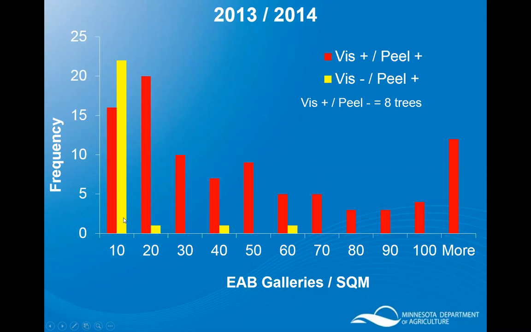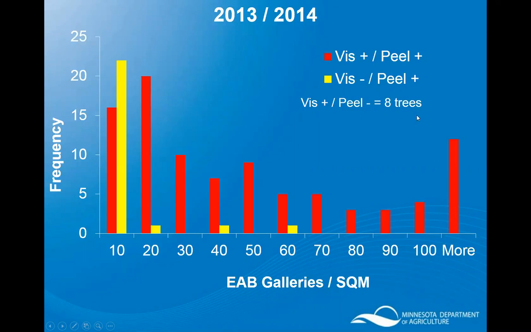We did have a number of trees where we did not find EAB visually, but we did find it from peeling. However, most of them were very low densities of EAB, so less than 10 galleries per square meter. So that is encouraging in that the trees that we missed in this instance through visual inspection did not have a whole lot of EAB in them relative to what was found at the peeling. Interestingly, we did have 8 trees that 2 out of 3 people identified visually as having symptoms, but we did not find anything when we sampled 2 branches from those trees.